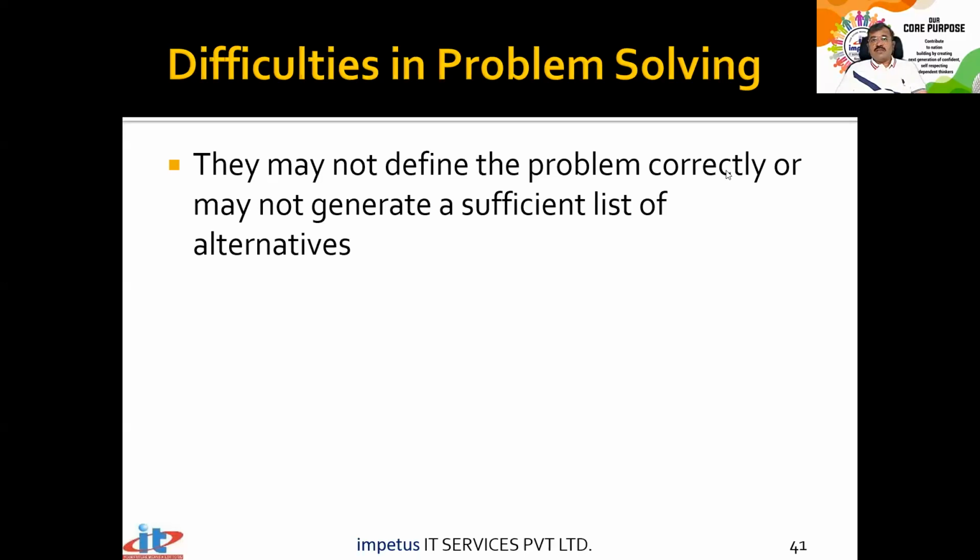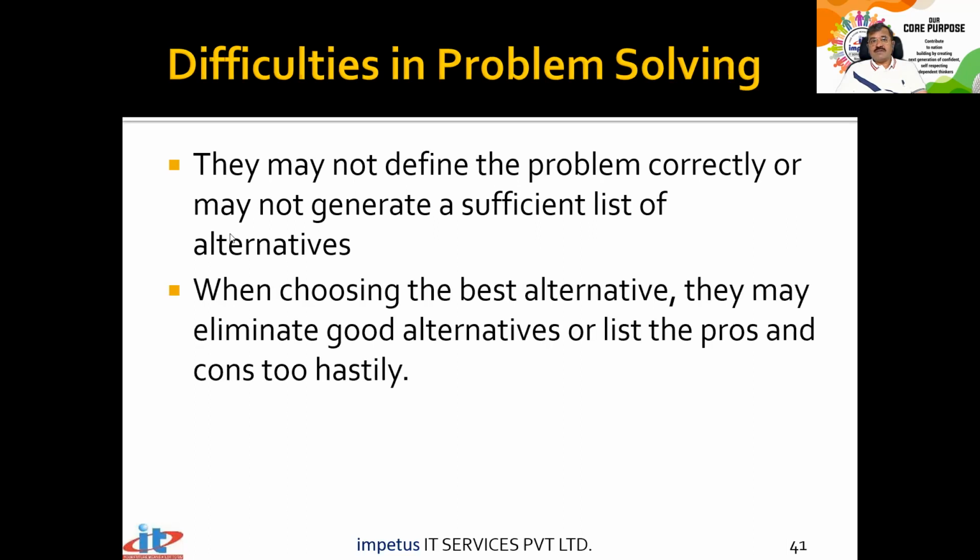So you need to define the problem correctly, or even if you have defined it, you may not have generated a sufficient list of alternatives. Choosing the best alternative, they may eliminate good alternatives or list the pros and cons too hastily. Look at this. I have faith in Shreyash. Shreyash for the last 3 times had given me a fantastic idea. This time around, Ashish also contributed an idea. But my experience with Shreyash was that the last 3 times he had given a good idea.